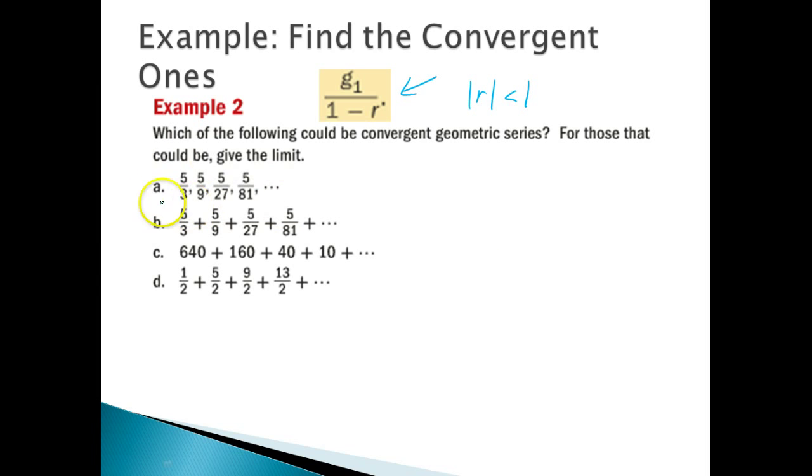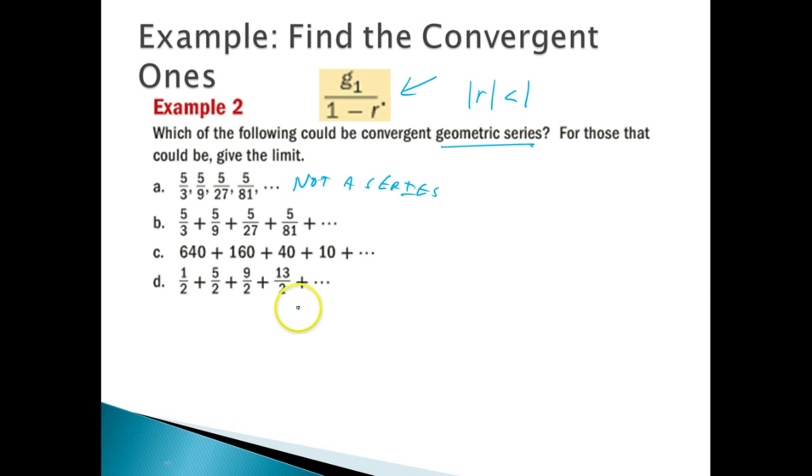So this first one here, it's actually not even a series. So we don't have to do anything. It's not a series. How do we know that's not a series? Well, they're not adding the terms together. It's just a sequence. So this is not a geometric series at all because it's a sequence. We notice that there actually is a common ratio. It's multiplying by 1/3 every time, but it's not a series. The next one is the same sequence, but they're actually adding them together.